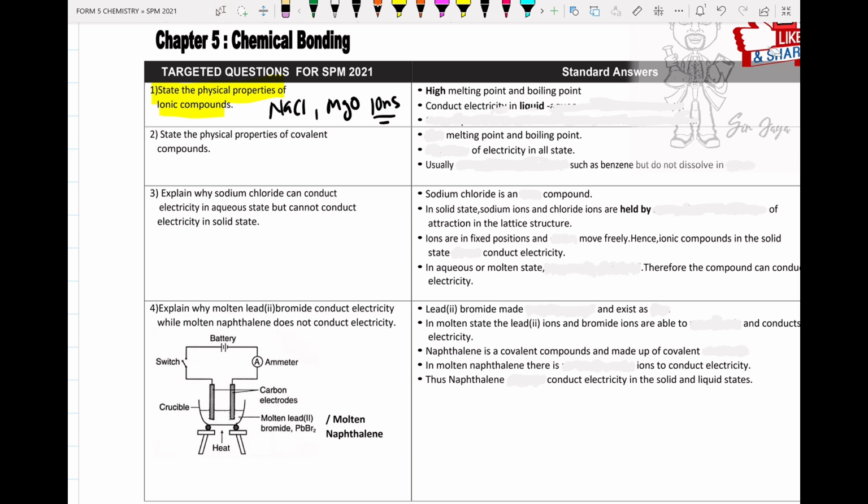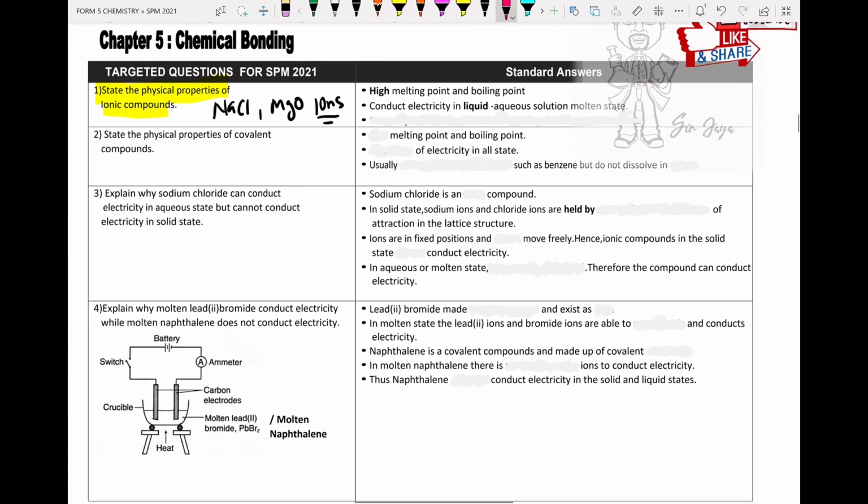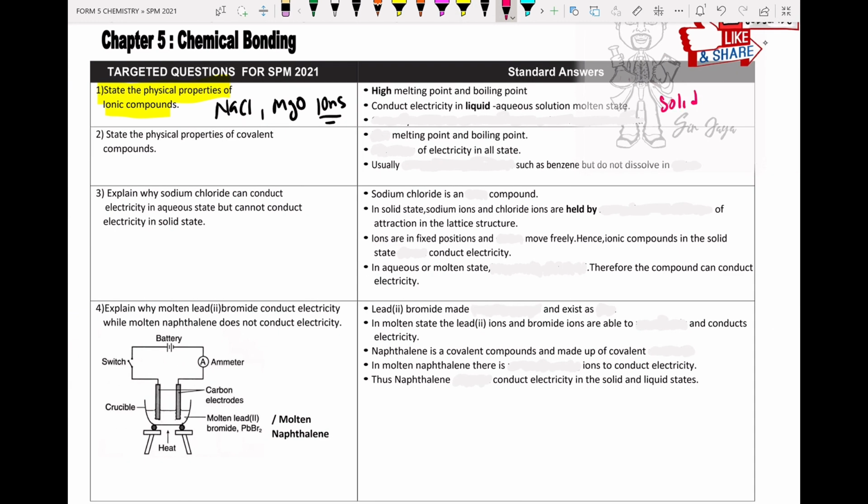The second physical property: all ionic compounds conduct electricity in molten and aqueous state only. Please remember, in solid state they do not conduct electricity because the ions are not able to move freely. The ions are fixed at their positions. The third physical property: generally, all ionic compounds are soluble in water but insoluble in organic solvent.